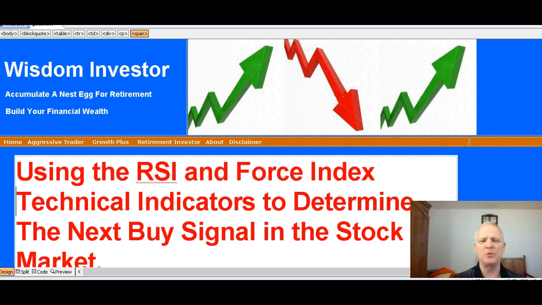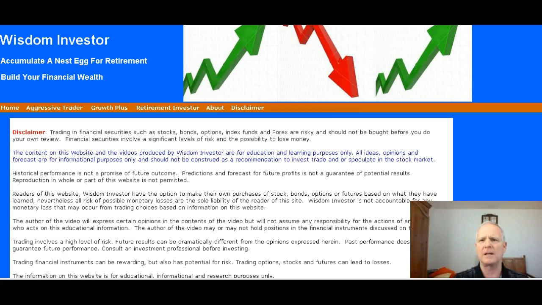There's basically two types of evaluations of stocks: a fundamental analysis and a technical analysis. We're going to be focusing on the technical analysis here today. Let's just take a moment and look at what the fundamental analysis is all about.